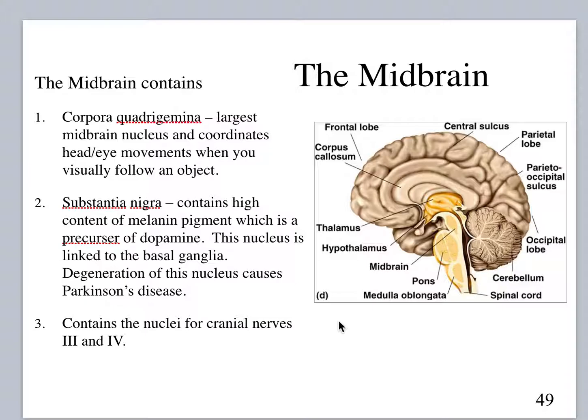The substantia nigra is also located in the midbrain. That's a darkened area that secretes a melanin, which is a precursor of dopamine. This nucleus is connected to the basal ganglia and also is very instrumental in the development of Parkinson's disease when this substantia nigra is damaged.